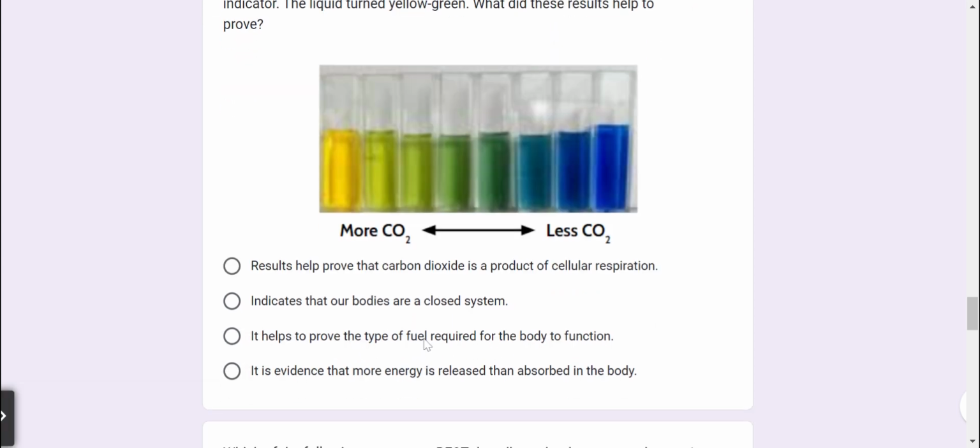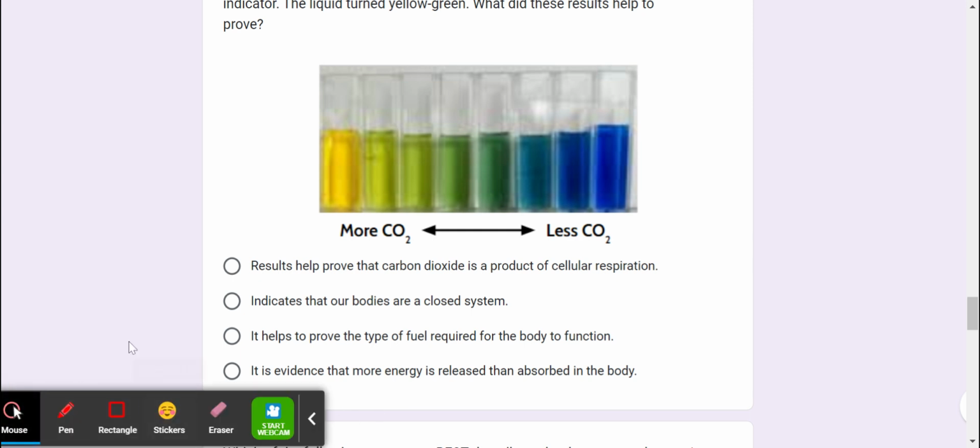Results help to prove that carbon dioxide is a product of cellular respiration, indicates that our bodies are a closed system. It helps to prove the type of fuel required for the body to function. It is evidence that more energy is released than absorbed in the body.